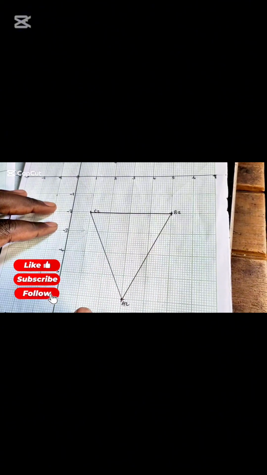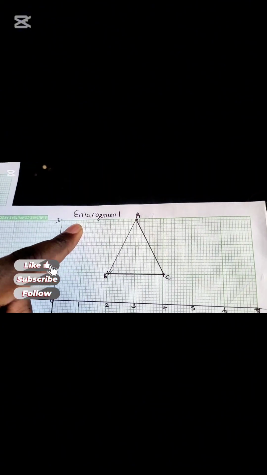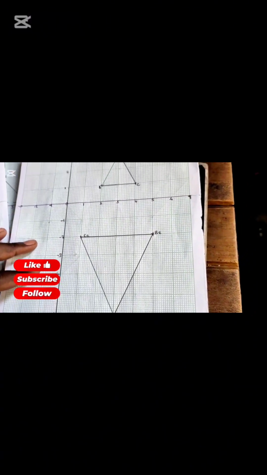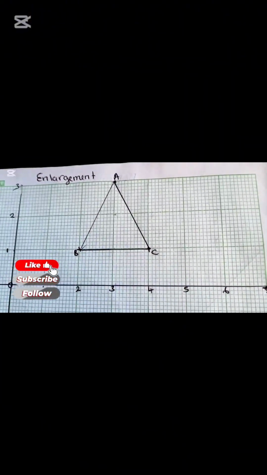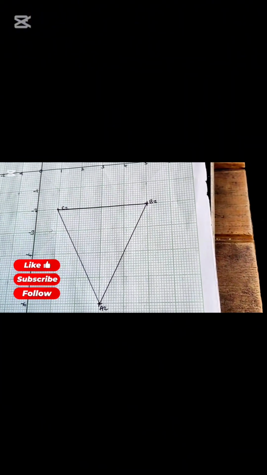Good people, we are on enlargement. These are non-congruent shapes, and enlargement is making things bigger or smaller. We have two shapes here, triangle ABC and triangle A2, B2, C2. The question says, describe how ABC was made into triangle A2, B2, C2. Describe completely this single transformation.